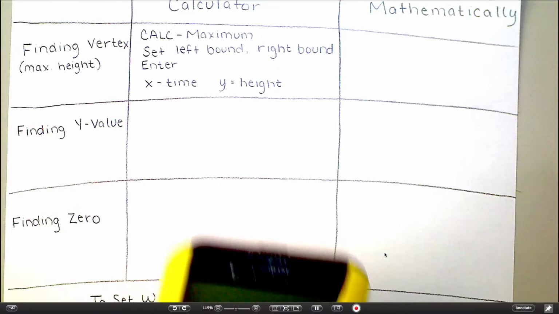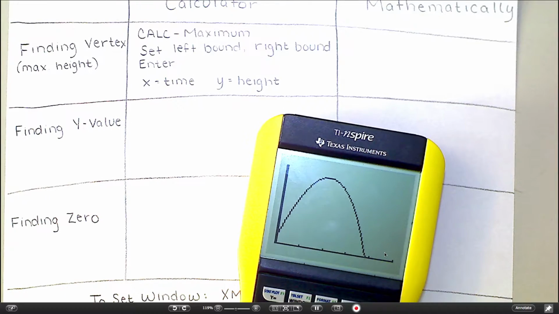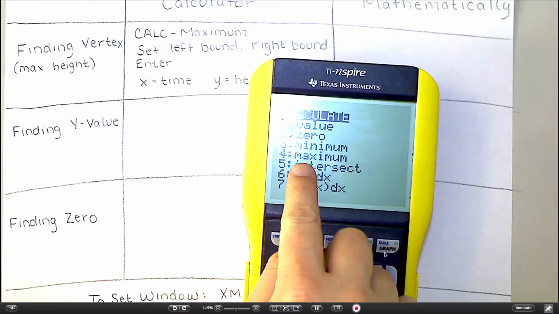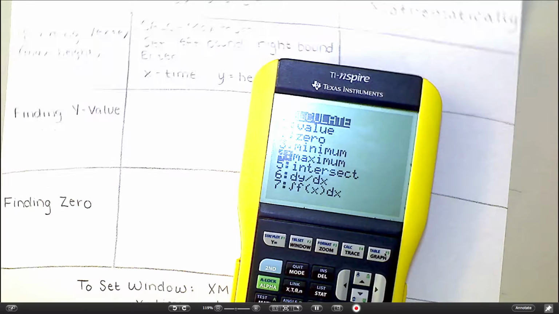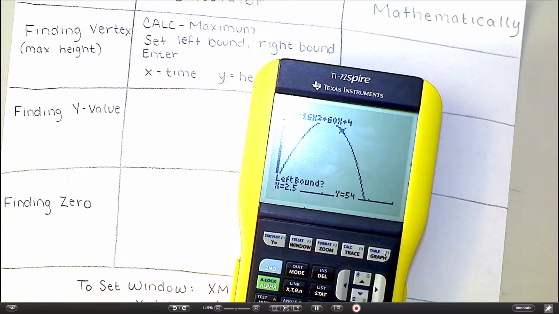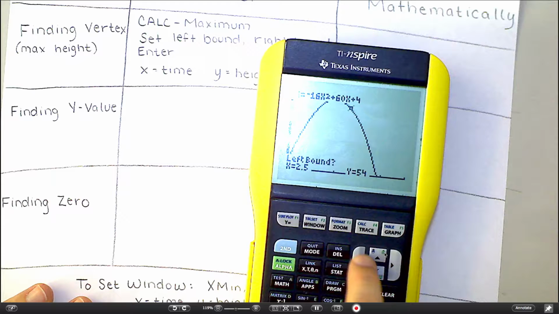So, again, I would recommend that you watch this first. The Calc menu is up above the trace key. So I'm going to hit second and calc. And then you should see an option that says maximum. It's number 4. Now when I choose that, it's going to say left bound. Which means it's asking you how far left do you want it to look. You're trying to focus it in on the vertex itself. You're trying to say, here, look for the top value. So when it says left bound, I'm going to move my cursor over to the left.